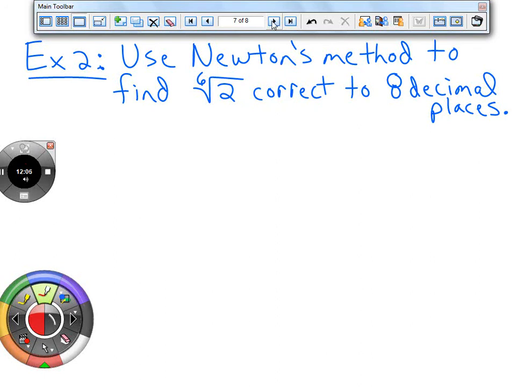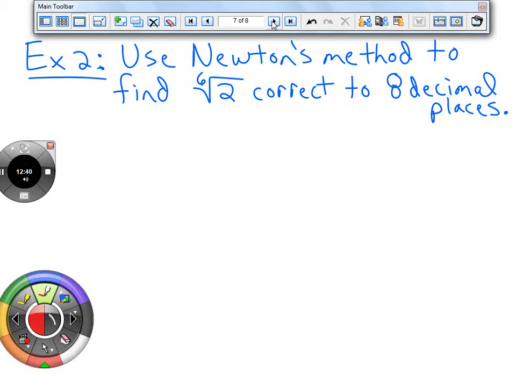Use Newton's method to find the 6th root of 2 correct to 8 decimal places. Okay. So, we know we could do the 6th root of 2 on the calculator, but I'm not sure that we would get it correct to 8 decimal places. So let me see, what would that be? There's 2 raised to the 1 divided by 6. What would we probably get here? I don't know, maybe it would be correct to 8 decimal places. I don't know, but we're going to use Newton's method.